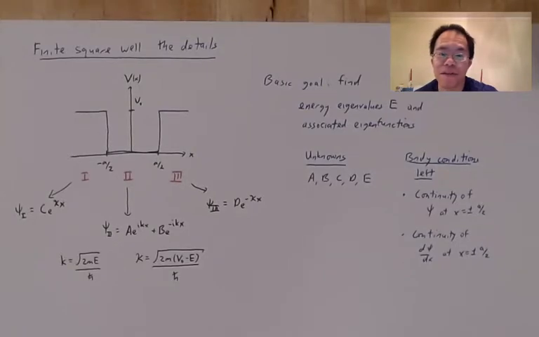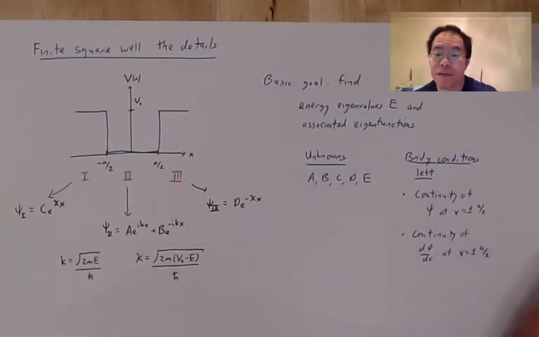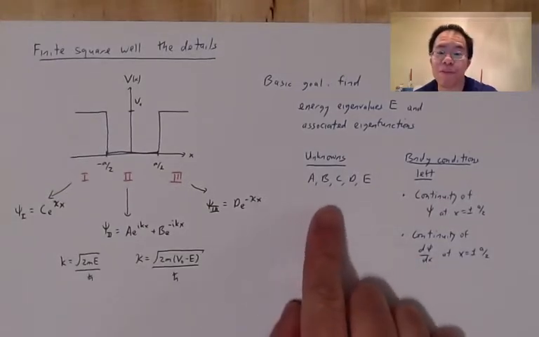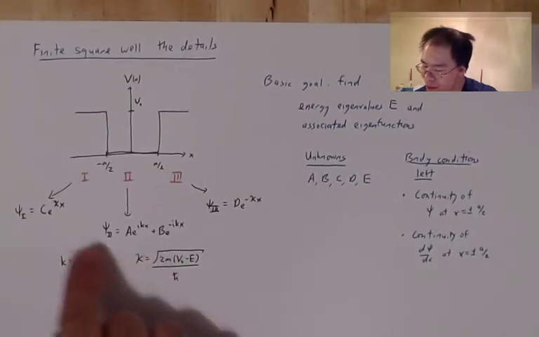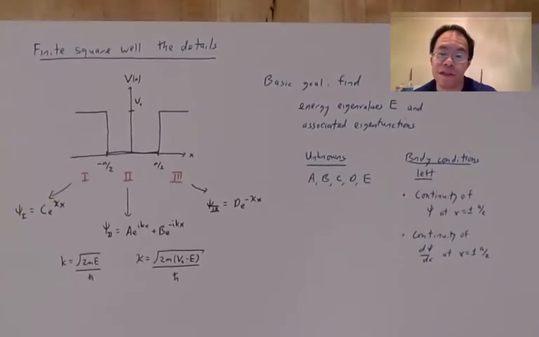And just to give us some context, our basic goal here is to be able to find the energy eigenvalues, namely E, and then the eigenfunctions associated with that energy. So when we left off in class, we were in the following situation. We're left with 5 total unknowns, the 4 constants A, B, C, D, as well as the energy E itself. Now, there are 4 different things we have yet to apply.